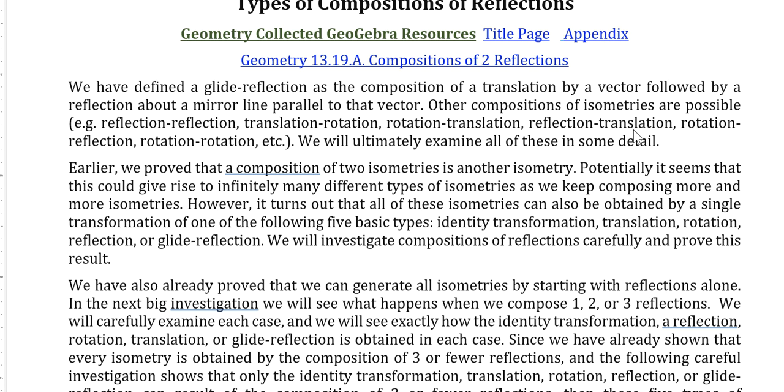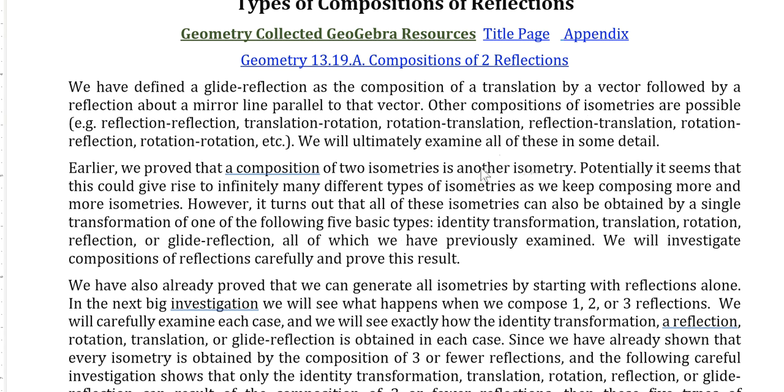And potentially it seems like this could give rise to infinitely many different types of isometries as we keep composing more and more isometries. However, it turns out that all of these isometries can be attained by a single transformation of one of the following five basic types: identity transformation, translation, rotation, reflection, or glide reflection, all of which we've already talked about. We will investigate compositions of reflections carefully and prove this result.